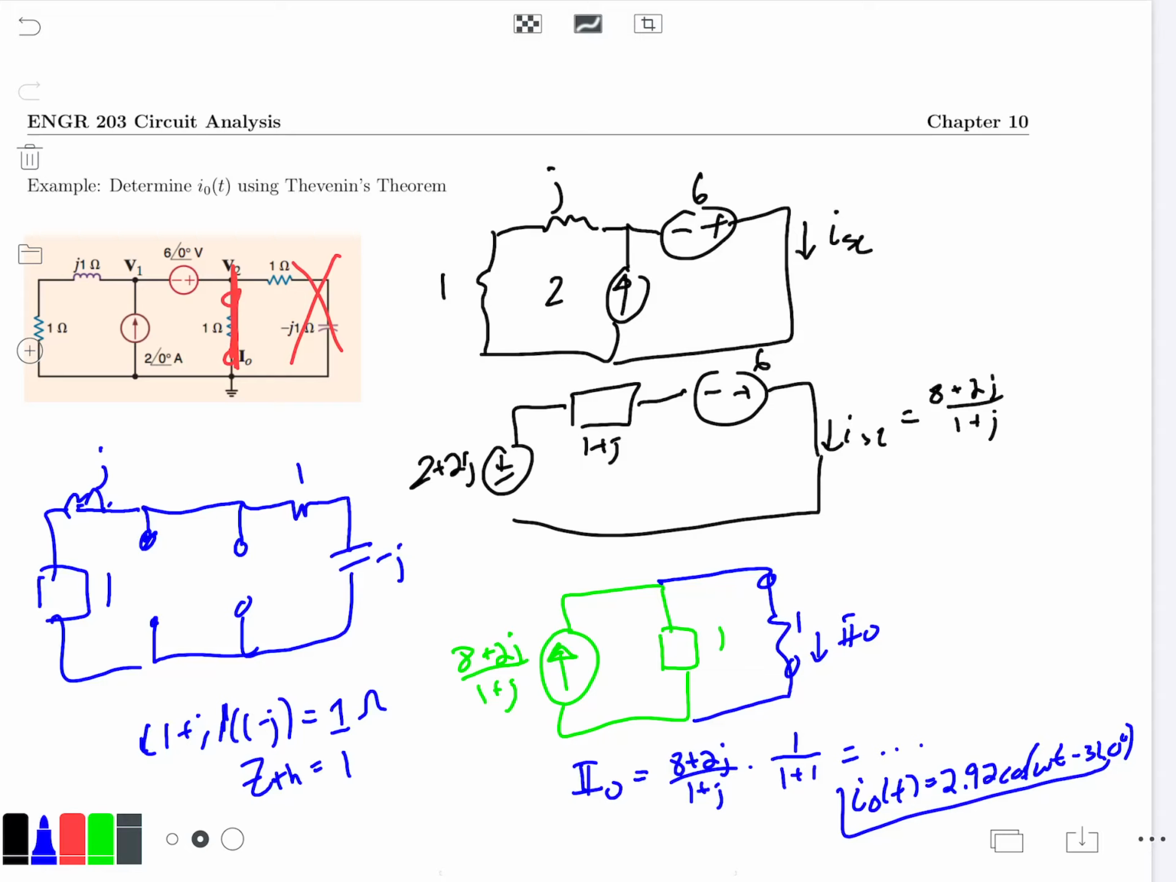Again, whether you really would want to use Thevenin's theorem for this, it's mainly just telling you that you can do Thevenin's theorem for this.